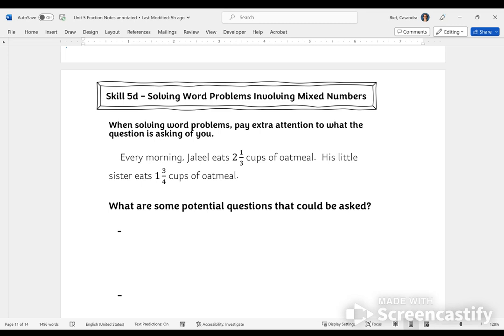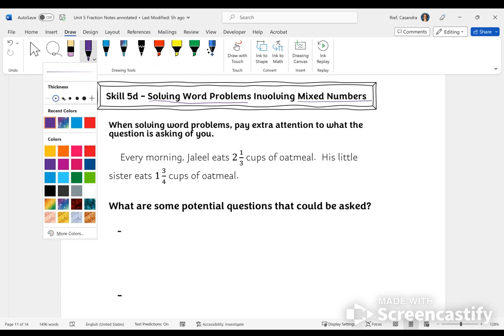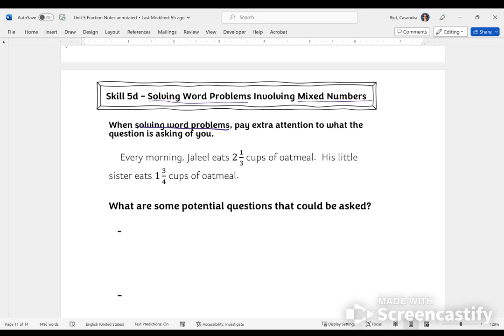In this video, we're going to talk about how to solve word problems that include mixed numbers. And hopefully you'll remember that mixed numbers means that they are fractions and whole numbers together. So the big idea is when you're solving word problems, you need to pay extra attention to what the question is asking of you. For example, I have this.